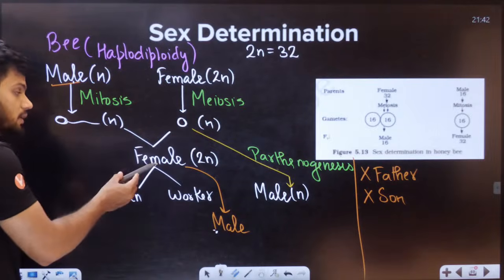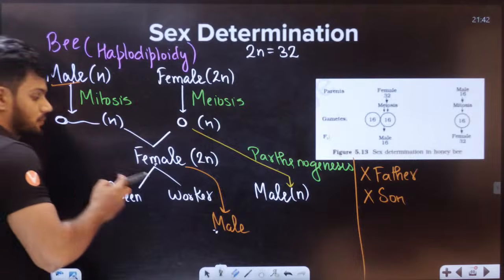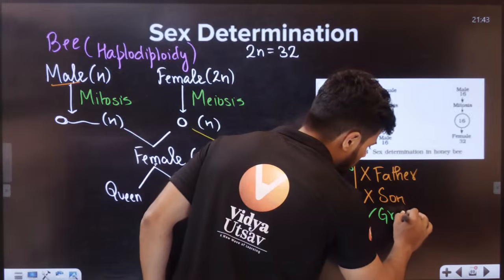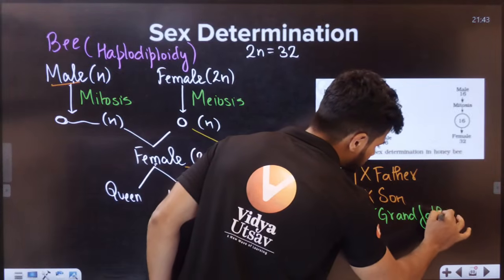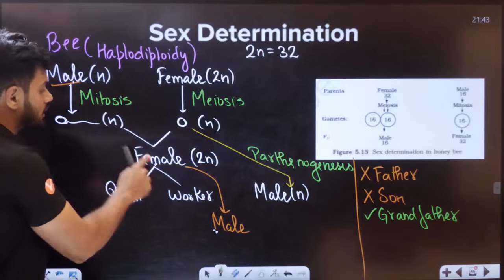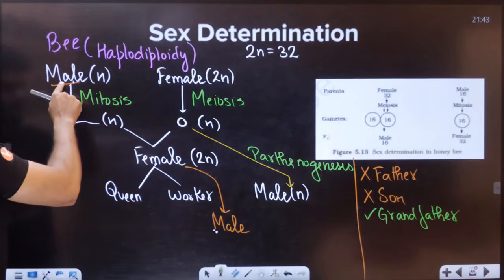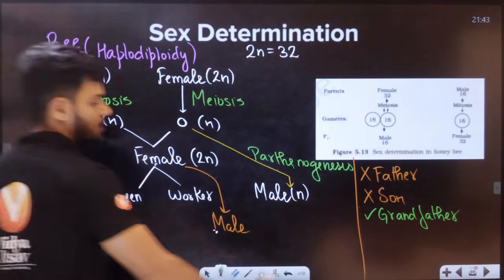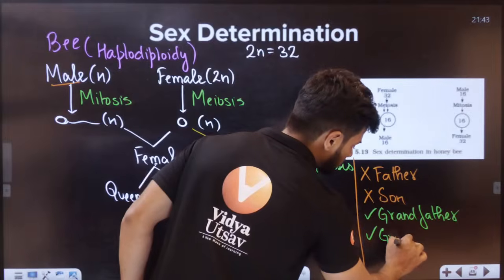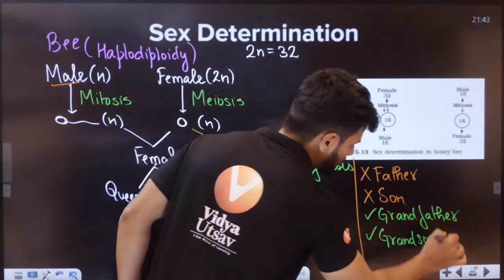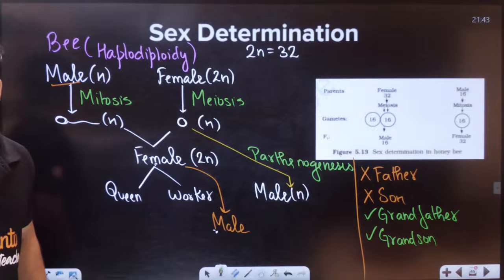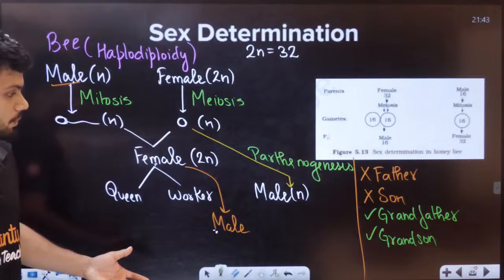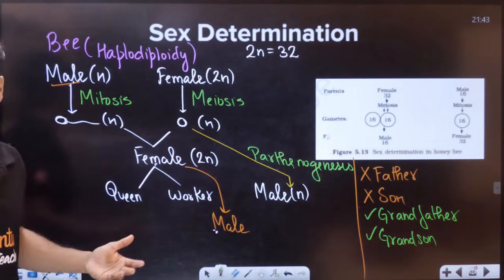So, no father, but a grandfather here. This male does not have a father, but has a grandfather. Now, this male does not have a son, but has a grandson. So there can be a grandson here, students. That is what is happening here. There is no father, there is no son, but there is a grandfather and there is a grandson.